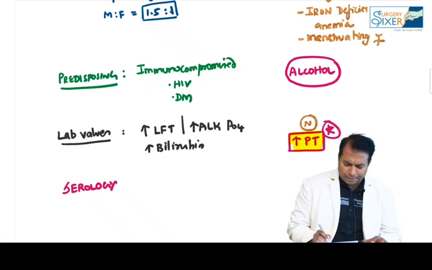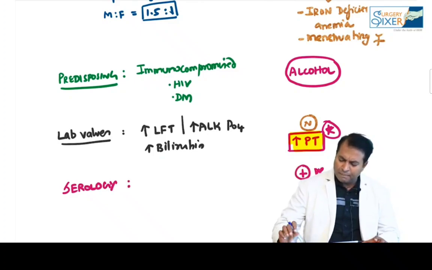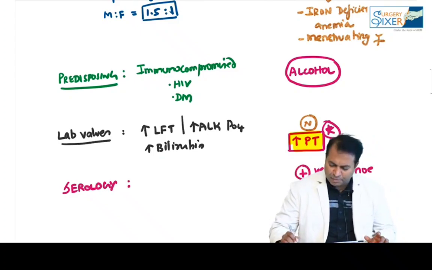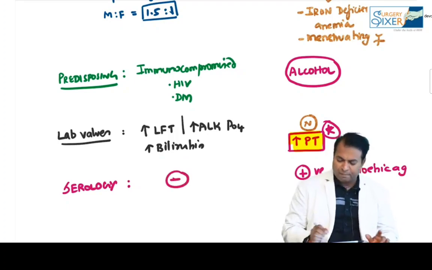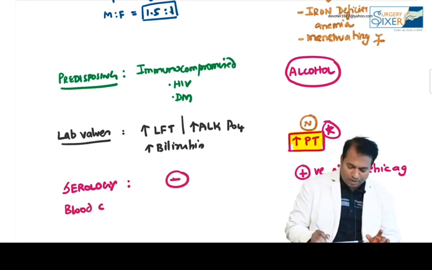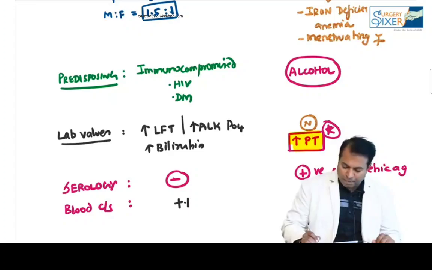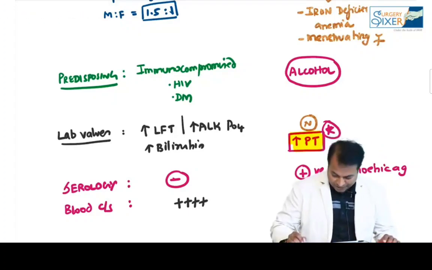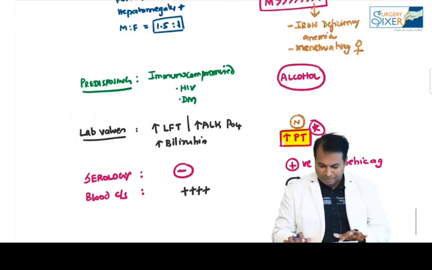When you do serology, it is positive for Entamoeba histolytica antigen in amoebic abscess, and it is negative in pyogenic abscess. When you do blood culture, which will be more positive? Blood culture is positive in case of pyogenic abscess. It is negative in amoebic abscess.